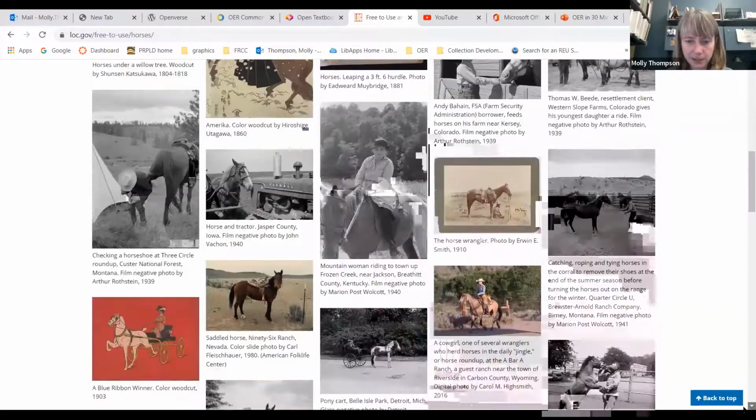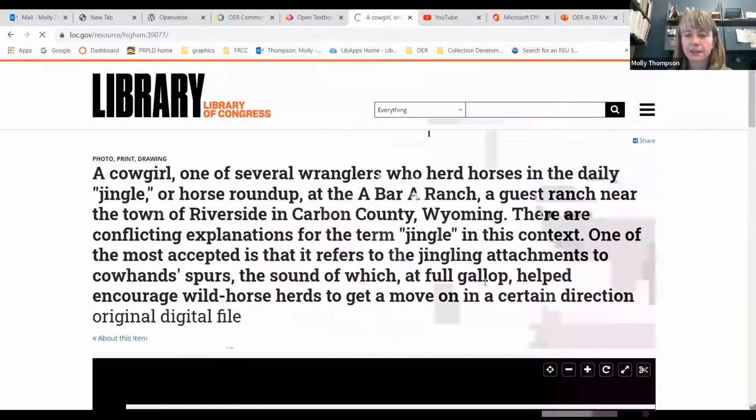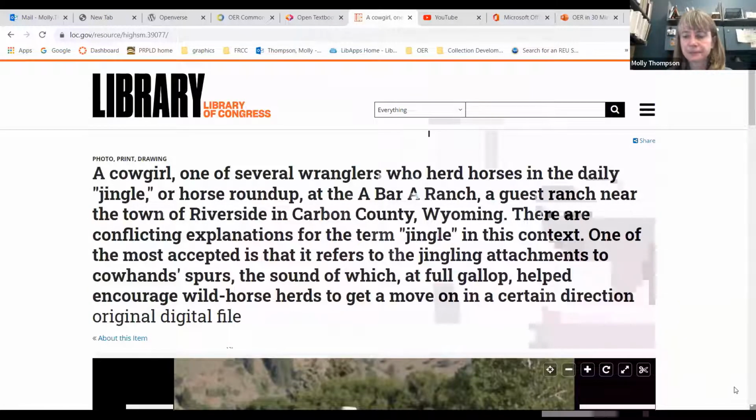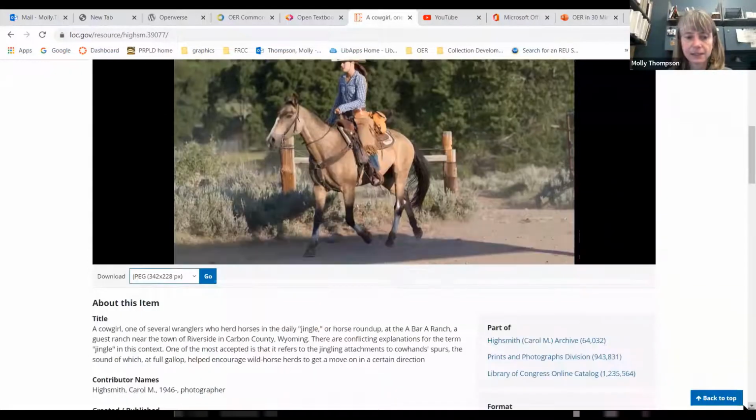And a lot of them look like they're older, but this one looks like it's a digital photo from Wyoming. I could look at this and have that. And then you can download the image in different sizes for your OER.